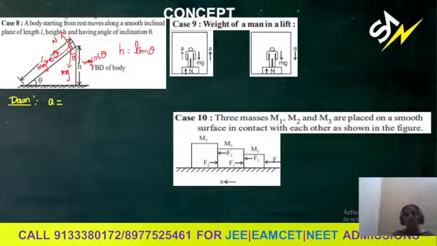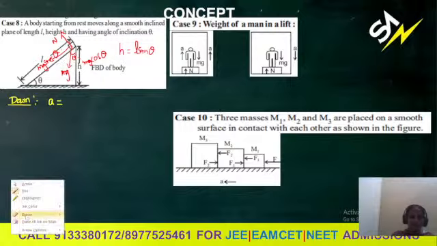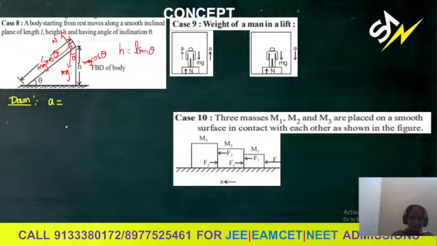So that object can move down with the component of force mg sin theta. So we can write the resultant force acting on that object while moving down is mg sin theta. Then acceleration will be equal to g sin theta, because we can write ma is equal to mg sin theta, m gets cancelled. So while moving down, the acceleration of that object is g sin theta.